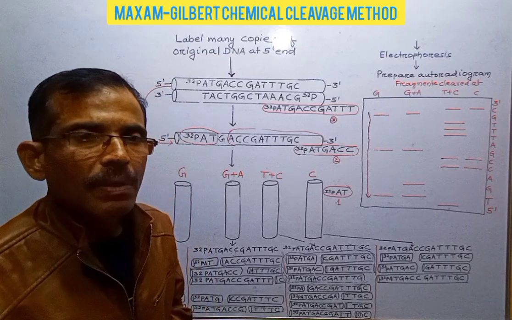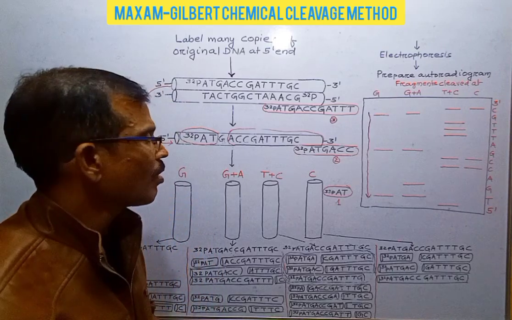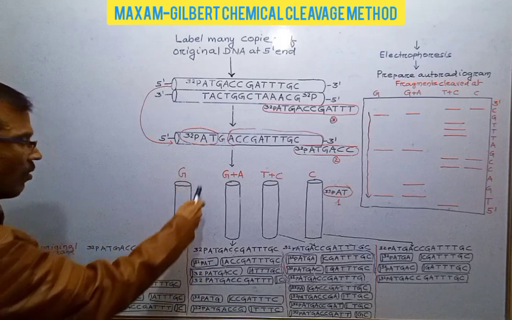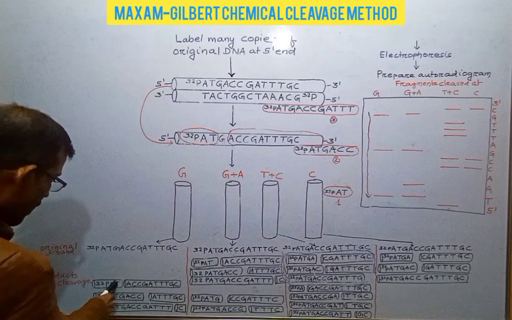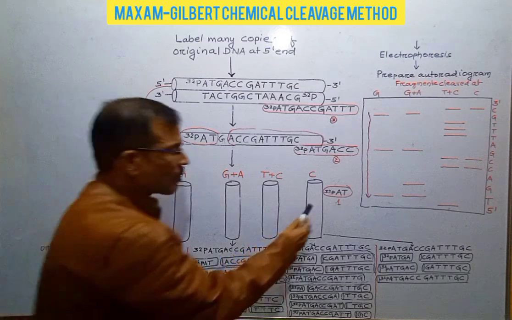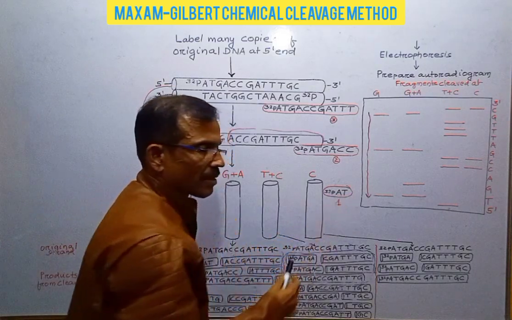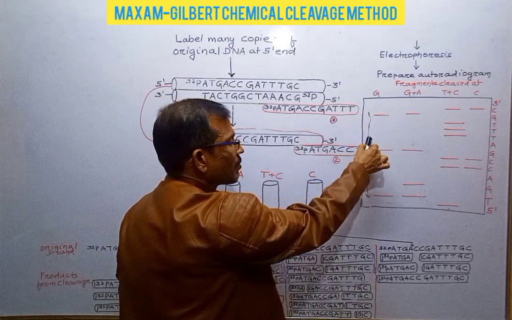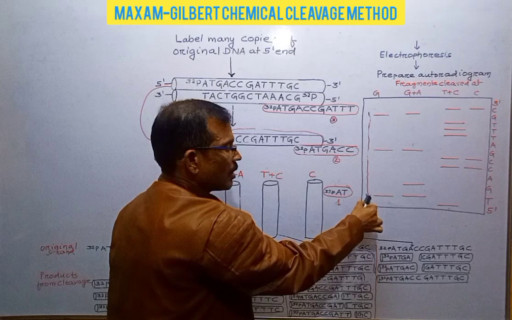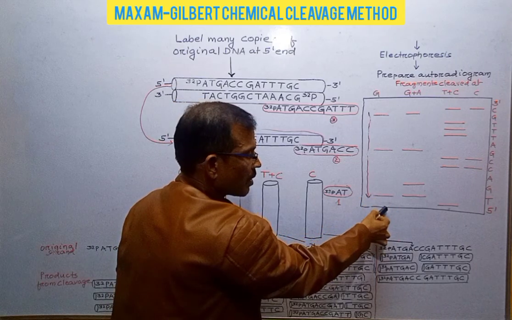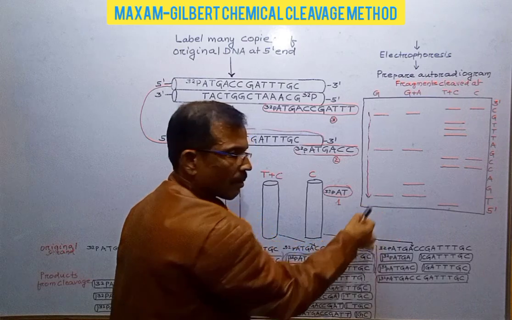Take the example of labeled fragments that are obtained from batch 1 chemical reactions. From batch 1, we will get only 3 types of labeled fragments, out of which this is the shortest fragment. As a result, this fragment will migrate at a faster rate and it will be separated into a band which will be nearer to the bottom of the gel.